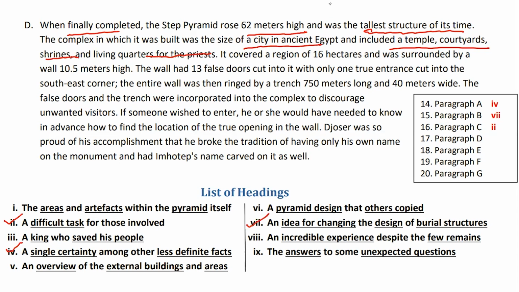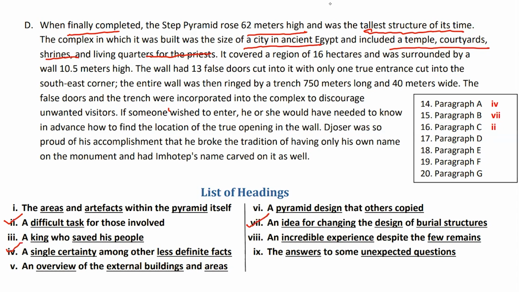A king who saved, no. An overview of the external buildings and areas. So overview means a description of the external buildings and areas. So here the external buildings are temple, courtyard. So this is probably the answer, but let me read the next ones.